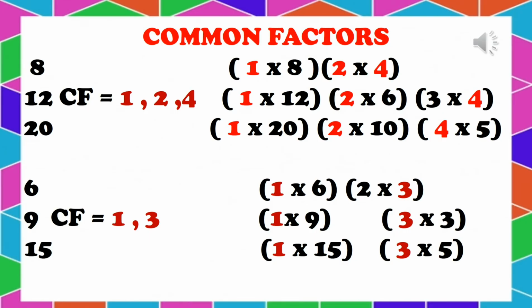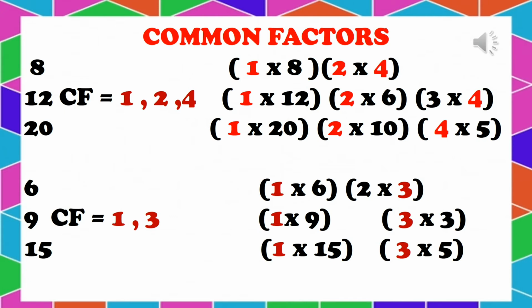Okay, let's have examples of common factors. For the numbers 8, 12, and 20, we will look into the common factors of these three numbers. For 8, we have the factors 1 times 8, 2 times 4. So these are the factors of 8. What about 12? The factors of 12 are 1 times 12, 2 times 6, and 3 times 4. And we also have the factors of 20: 1 times 20, 2 times 10, and 4 times 5.